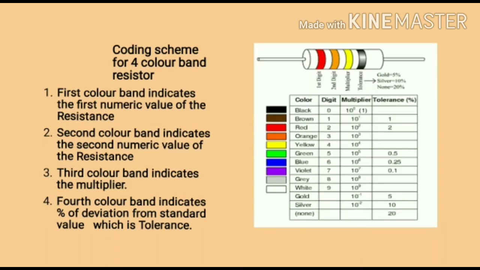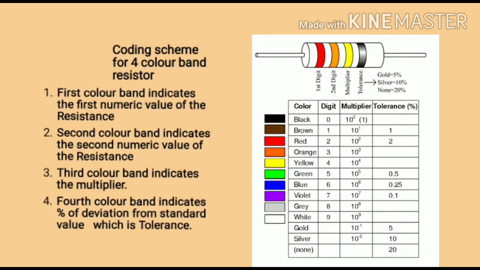In the given resistor, first color band is red, whose value is 2, so write the numeric value, that is equal to 2. Then second color band is orange, whose value is 3, so write the numeric value 3 after the first value, so the value is equal to 23.